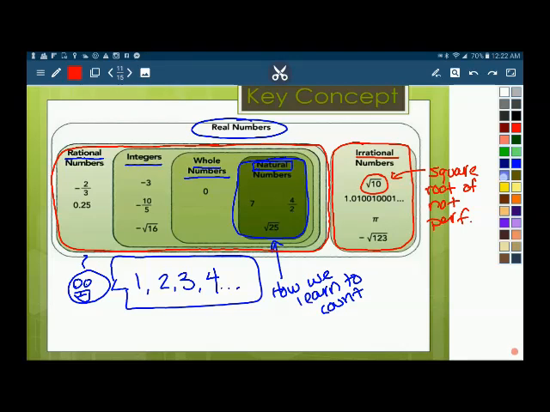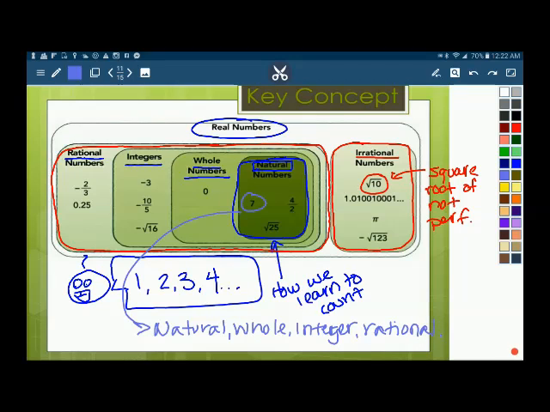So if I were to talk about the number 7 and talk about all of its classifications, I could say that the number 7 is natural. Since natural numbers are a part of the whole number category, it is also whole. Whole numbers are a part of the integer category, so 7 is an integer. Integers are a part of the rational category, so 7 is also rational, and then everything is a part of the real numbers. So we can call the number 7 natural, whole, integer, rational, and real.